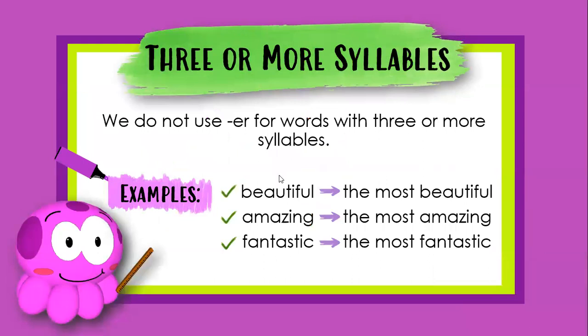Now, remember, when we use the comparatives with three or more syllables, we use the word more, right? But when we're using the superlative, we're going to use the word most. So beautiful becomes the most beautiful. Amazing becomes the most amazing. Fantastic becomes the most fantastic.